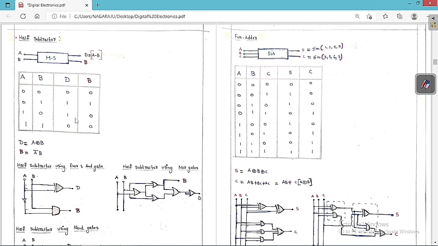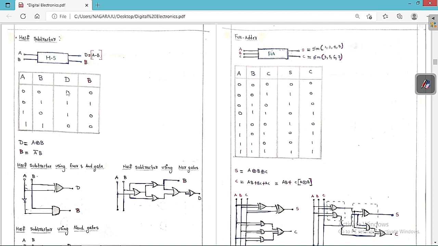This is a point that you always have to remember. See here, 0 minus 1, you can't do the subtraction, so you have to take a borrow of 1. 10 is nothing but 2, 2 minus 1 is equal to 1, so we are going to get 1 here. This is the way you are going to get the difference and the borrow. So this is called A minus B and this is the borrow.